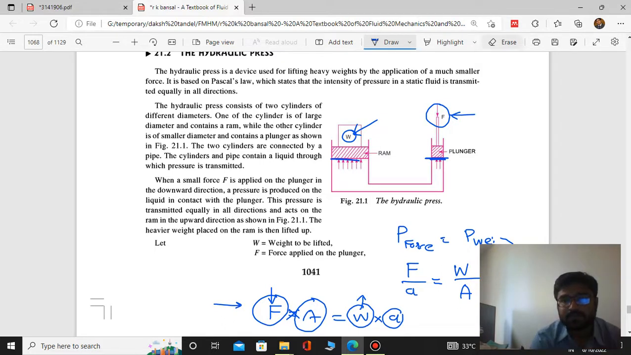So I hope you have understood. What is the function of hydraulic press? Just by applying a smaller force, if we want to lift a higher weight, then we will have to use hydraulic press for that function.